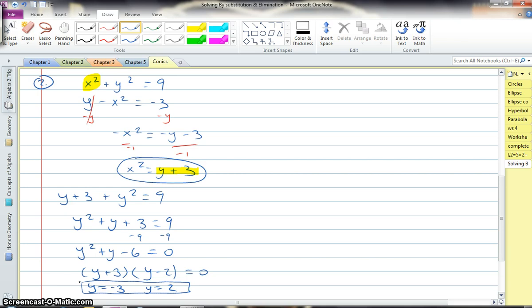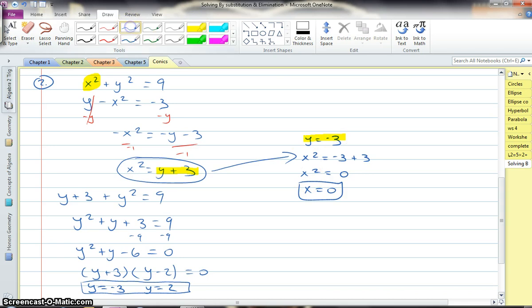All right, so now I'm just going to take this one here because it's already solved for me for x squared. And I'm going to say when y is negative 3, what does x equal? Well, x squared equals negative 3 plus 3. X squared is 0. So here, square root both sides, x is 0.